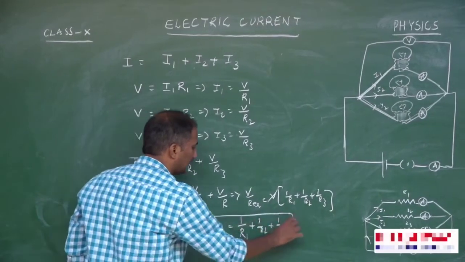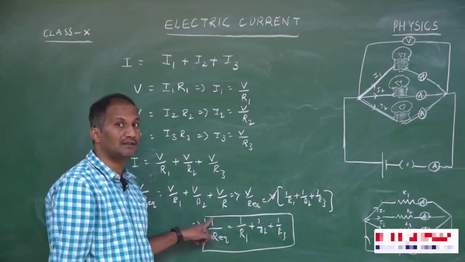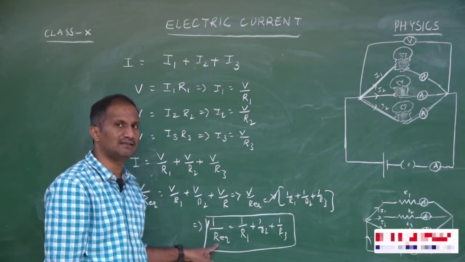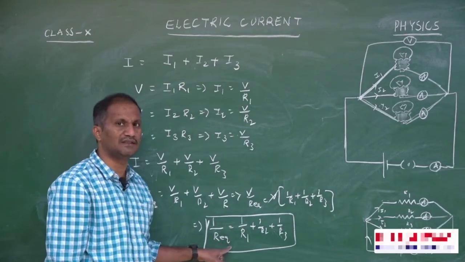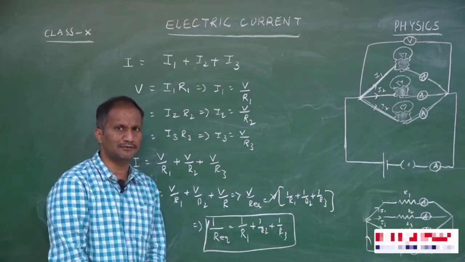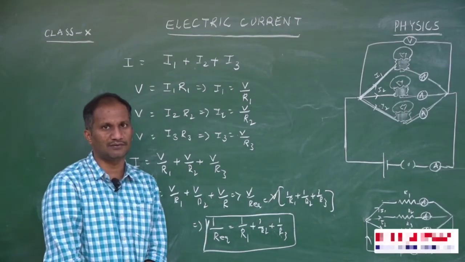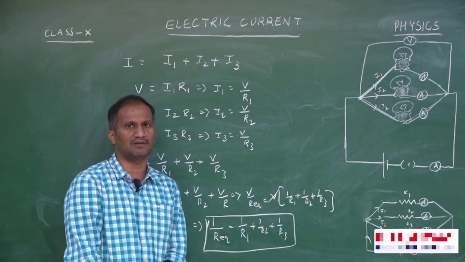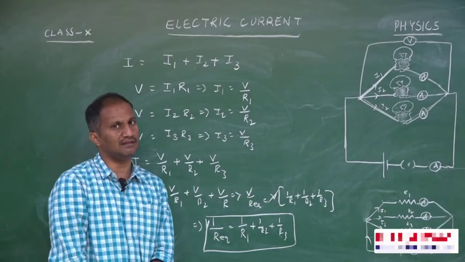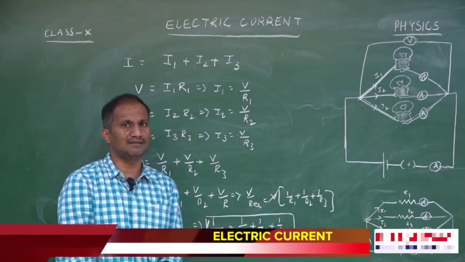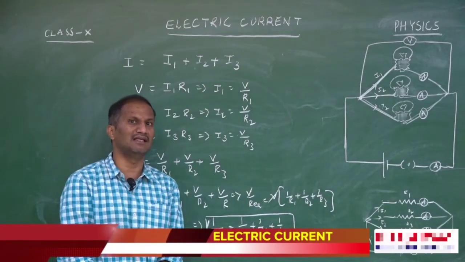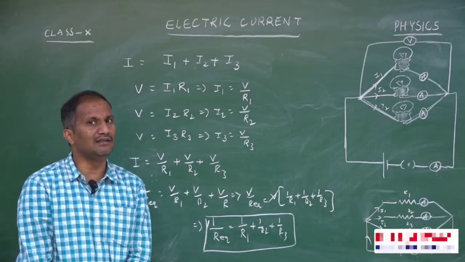Now we can conclude that the reciprocal of the resultant resistance, not the resultant resistance itself, is equal to the sum of the reciprocals of the individual resistances. Once again, in a parallel combination, the reciprocal of the resultant resistance is equal to the sum of the reciprocals of the individual resistances. And we can clearly say that the resultant resistance in a parallel combination of resistors is less than the resistance of any individual resistor.